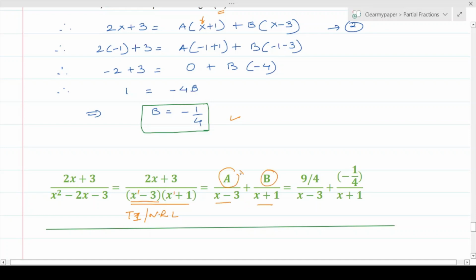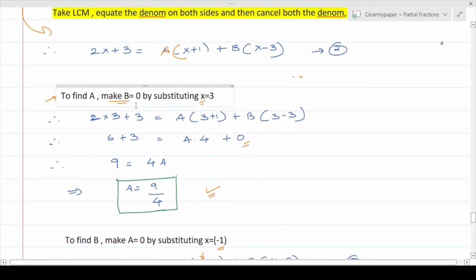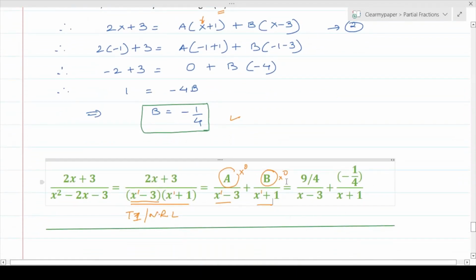It is as good as the constant multiplied by x to the power 0, because we still need to make it a proper fraction. And even if we don't write x to the power 0, it's fine. So we don't write it. And then the whole objective is to find this constant a and b by simple substitution, where you take any random value of x to make one term 0 and find the other term. And last but not the least, you put it back in the equation, and this way you conclude the answer and you secure your marks. So that's all partial fractions is all about.